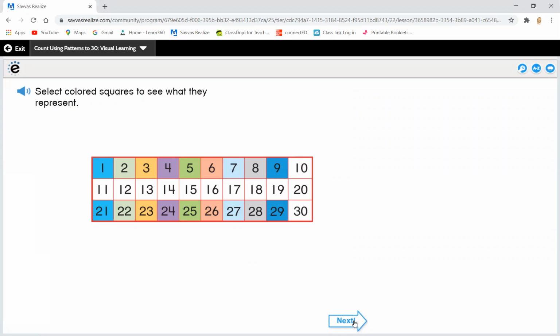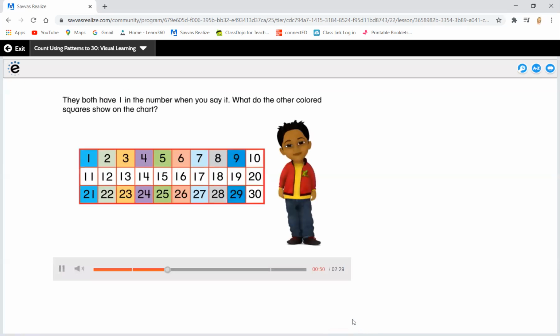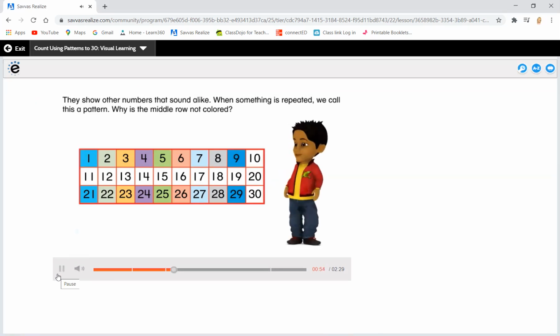So let's go ahead and look at our next. They show other numbers that sound alike. When something is repeated, we call this a pattern.